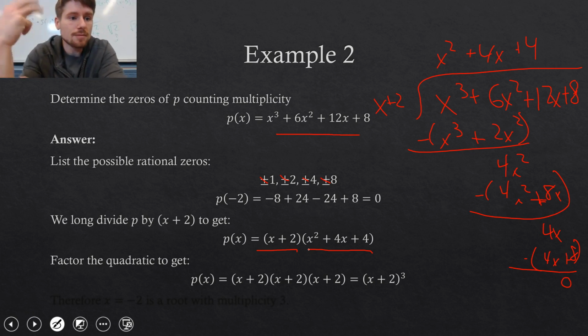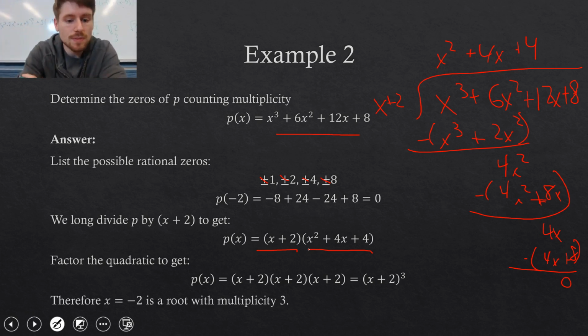We have 3 factors of x plus 2. And so that tells us negative 2 is a root with multiplicity 3. So I hope that you make a little bit of a connection. This is a bit of an aside. So this is our answer.